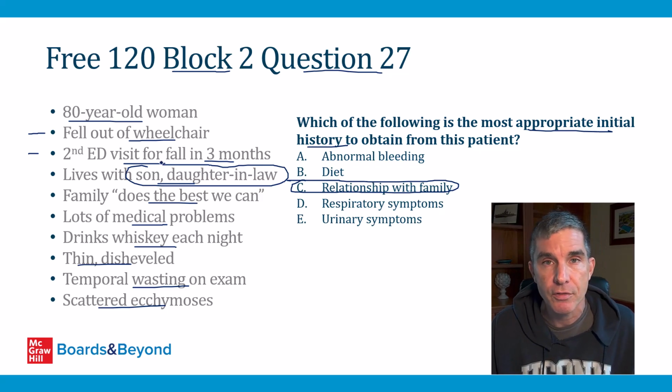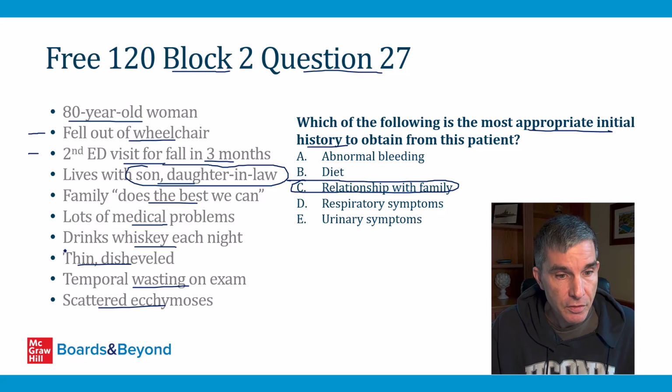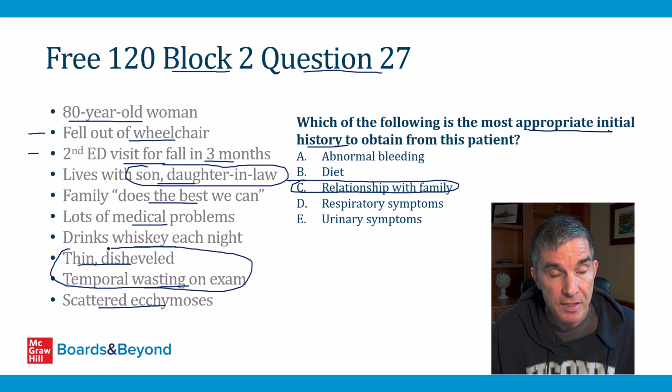So those are the kind of situations where elder abuse can happen: when someone is elderly, their mobility is limited, and they're dependent on other people. They also tell you that she is thin and disheveled and has temporal wasting on exam. These are signs of possible malnutrition.